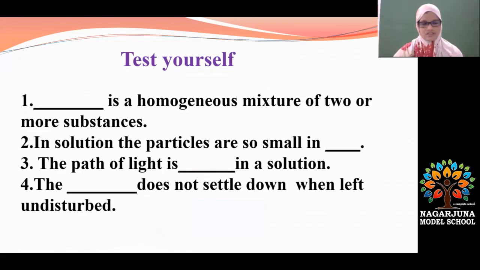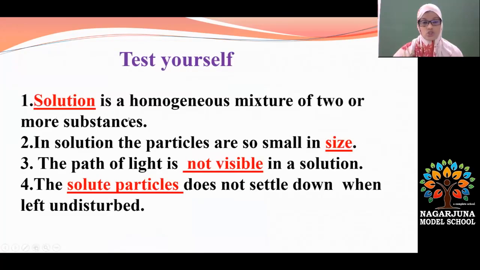Let's check the answer. Solution is a homogeneous mixture of two or more substances. In a solution, the particles are so small in size. The path of light is not visible in a solution. The solute particles do not settle down when the solution is left undisturbed. Children, I hope you enjoyed the test. Let's learn the next interesting topic, solubility.